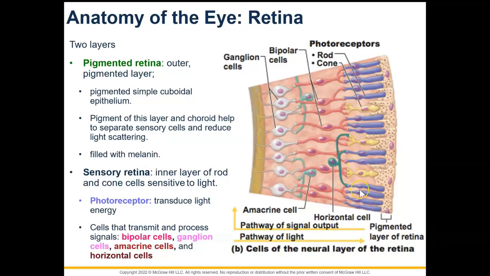So let's take a look at some of the cells here. We have our photoreceptors lined up over here. These are going to transduce the light energy. And then we have the cells that transmit and process the signals. So we have our bipolar cells here in the pink. We have our ganglion cells that are in the white, and our amacrine cells in this light teal, and our horizontal cells in the dark green. And they're all communicating to get that sensory information from our photoreceptors over to eventually what will be a ton of axons that will form the optic nerve.